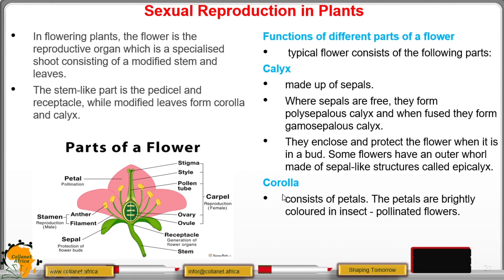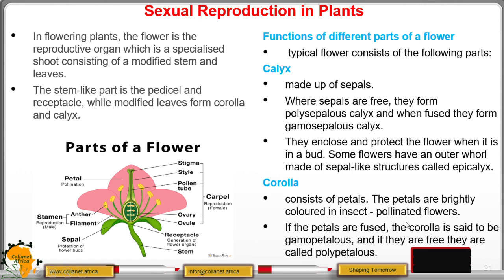We move to corolla, and this one consists of the petals, which are brightly colored in insect pollinated flowers, so that color attracts the insect. If the petals are fused, the corolla is said to be gamopetalous, and if they are free, they are said to be polypetalous.